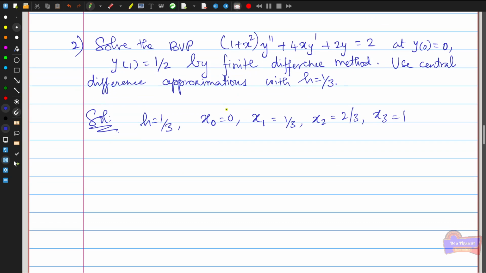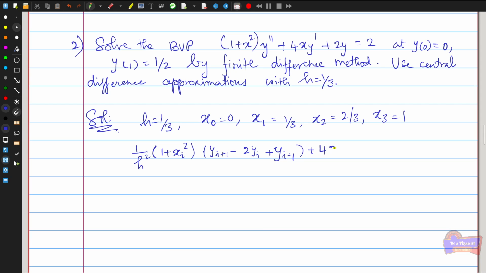Once you substitute the central difference approximation into these equations for y double prime and y prime, we get the equation as 1 divided by h squared of (1 plus xi squared) into (y of i plus 1 minus 2yi plus yi minus 1) plus 4 times xi divided by 2h (yi plus 1 minus yi minus 1) plus 2y, which is equal to 2.